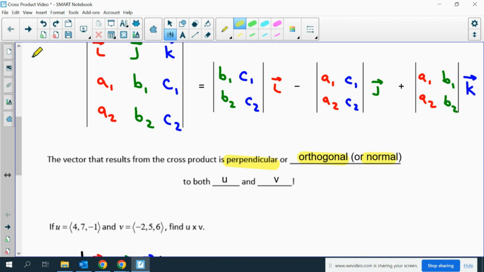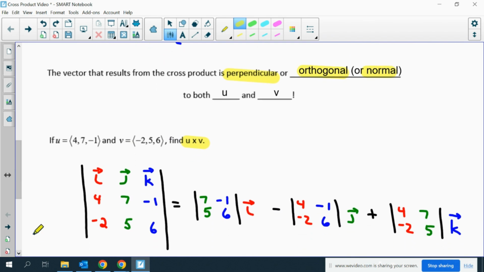So let's do an example. If we have the vector u, which is 4, 7, -1, and the vector v, which is -2, 5, 6, find the cross product. So we're going to write this as a 3 by 3 matrix determinant, i j k, then the vector u is here, and the vector v is here. So if I want to do i, I take everything out that is in the same row and column as i, and then I have 7, -1, 5, 6. So then I do the determinant of this, 42 minus -5, and the determinant gives me 47.